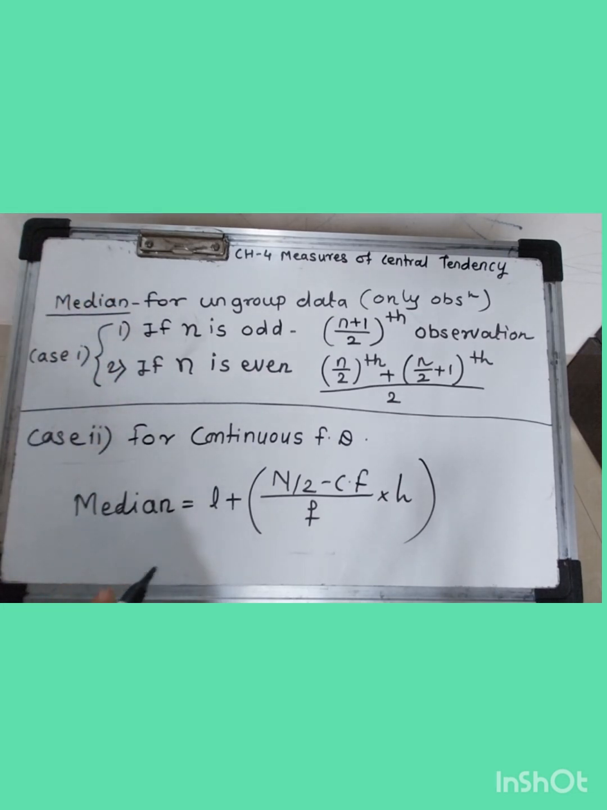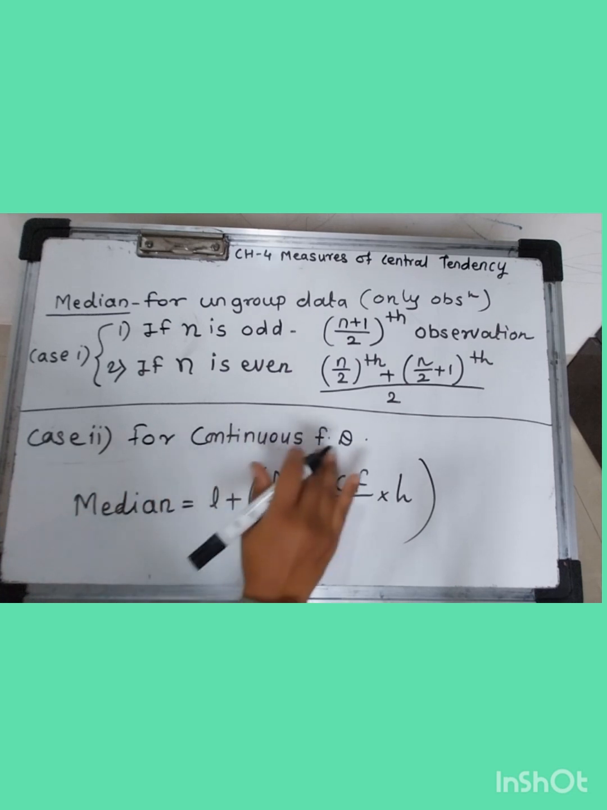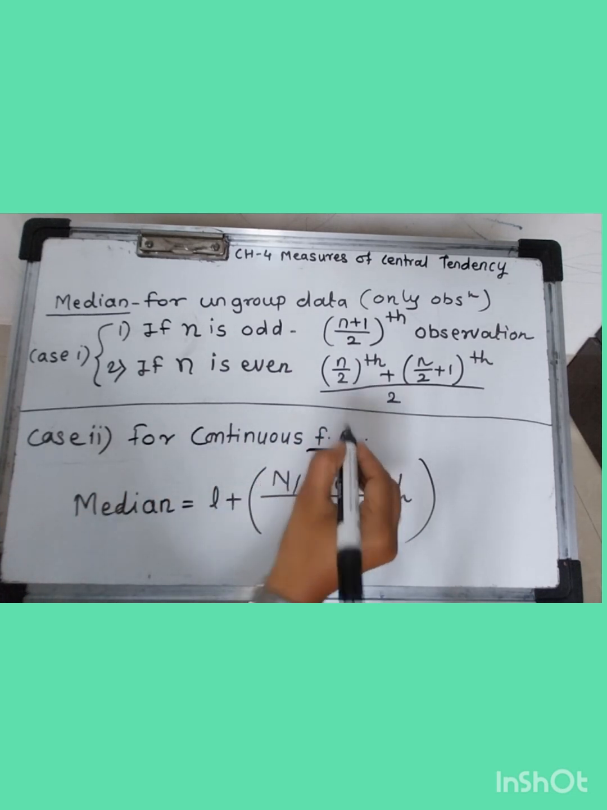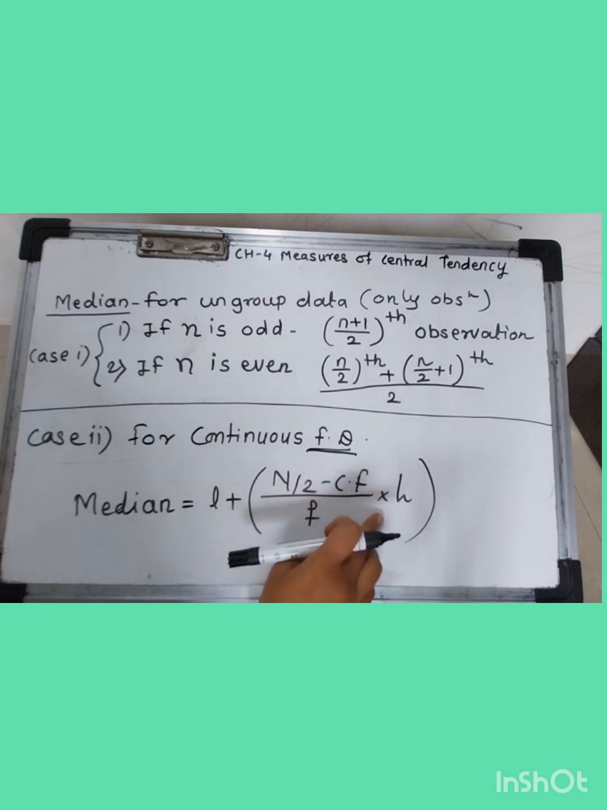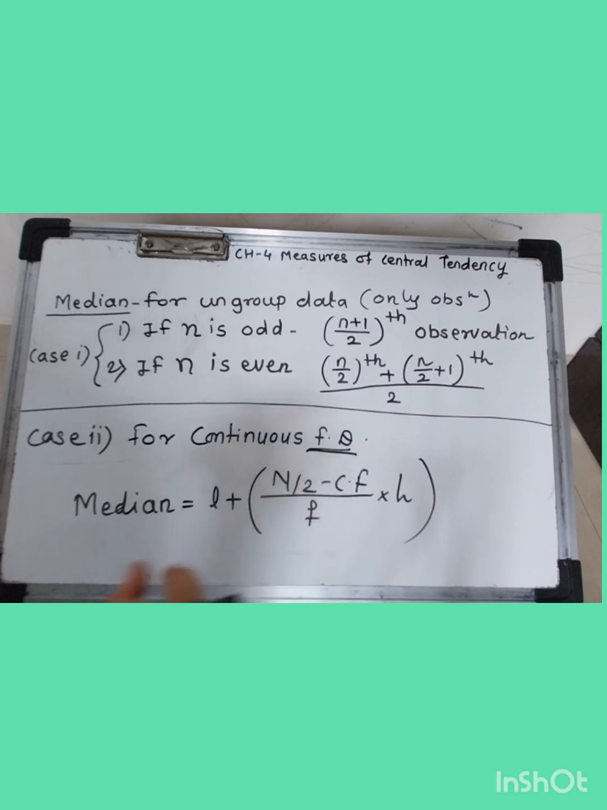Okay. See, second case is for the continuous frequency distribution. See, frequency distribution means what? Capital N. Okay. Small l plus capital N by 2 minus CF upon F into H. This is the formula for continuous frequency distribution. Okay. Now we will see the mode. Third point is mode.